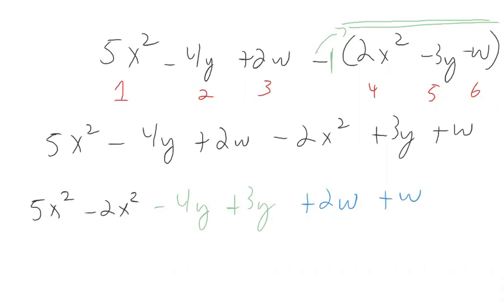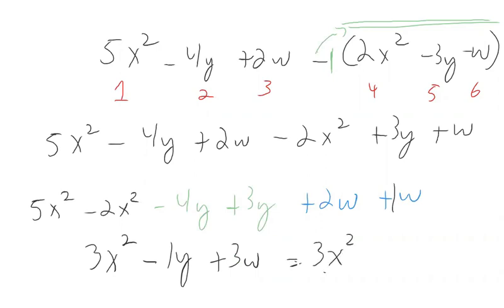Now, when I'm adding and subtracting terms, the variable and the exponent do not change, just the coefficient in front of them, the number. So 5x squared minus 2x squared becomes 3x squared. Negative 4y plus 3y becomes a negative 1y. And then 2w plus 1w becomes a 3w. Now, we typically don't write our ones in front of our letters, so the proper way to write this is 3x squared minus y plus 3w. And that is the final answer.